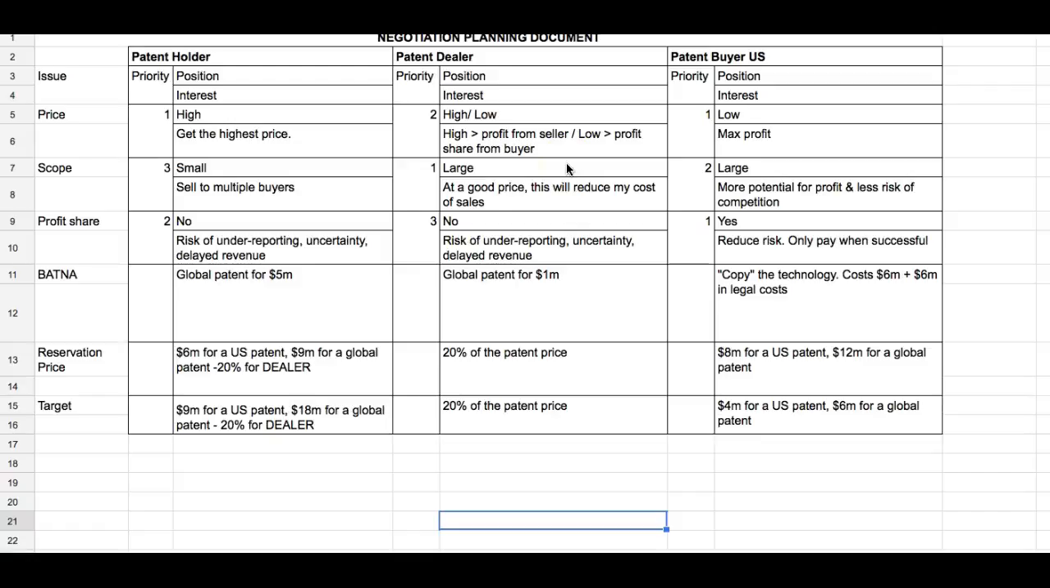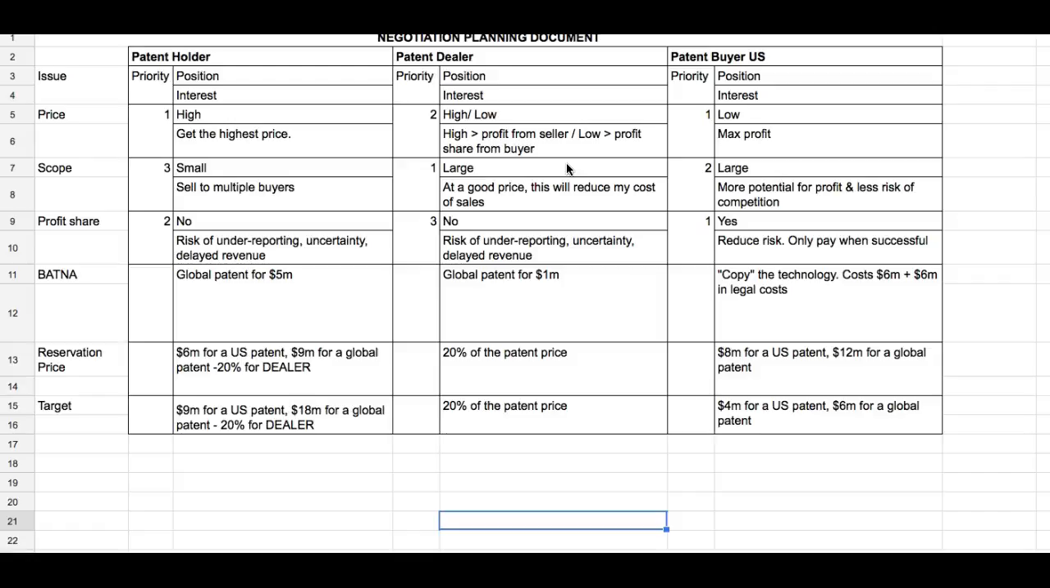So what is the interest of the patent dealer? Basically, the patent dealer has an interest in a high price if he is rewarded for the profit of the seller, right? But he would be interested in a low price if he can get a profit share from the buyer. So that's not a clear case, the middleman.